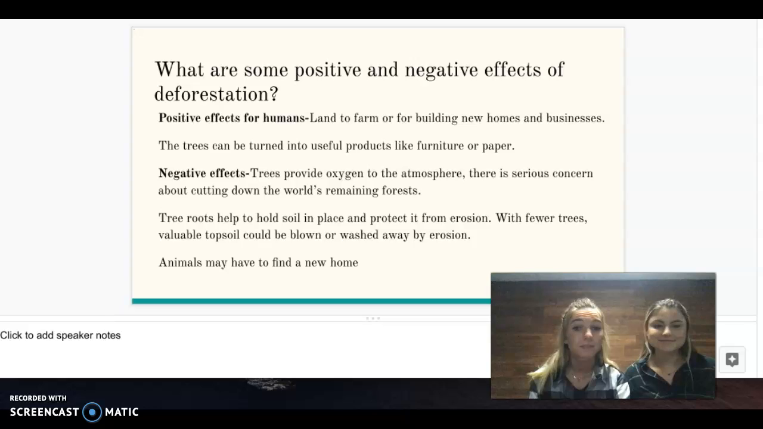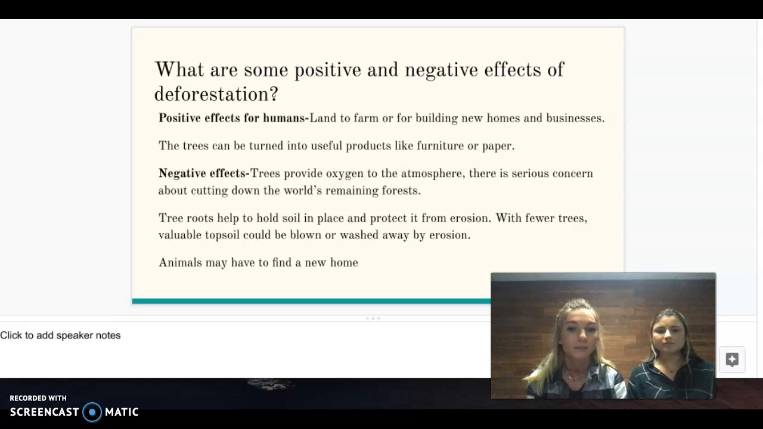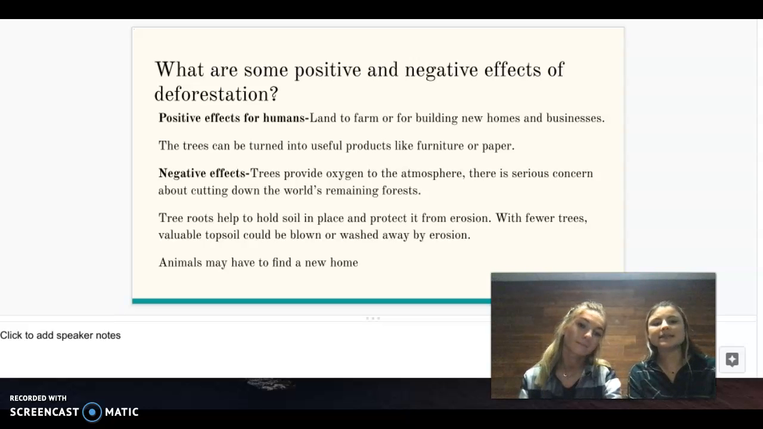So some positive effects for humans that happened from deforestation was land to farm that we might have needed, or building new homes or businesses. But at the expense, the negative effects, the trees provided us oxygen, and that went into our atmosphere. So there's serious concern about cutting down the world's remaining forests and our CO2 just going into our atmosphere. And remember, guys, humans and animals need oxygen to live and survive.